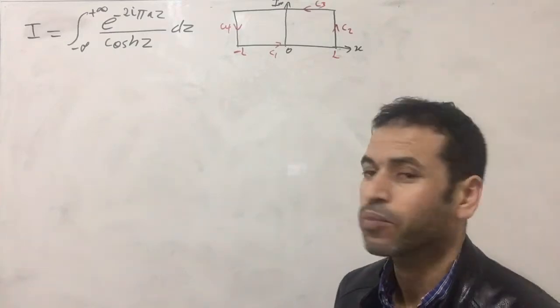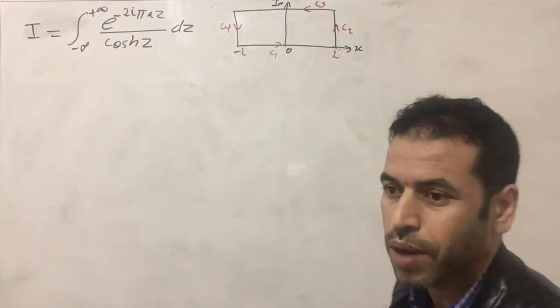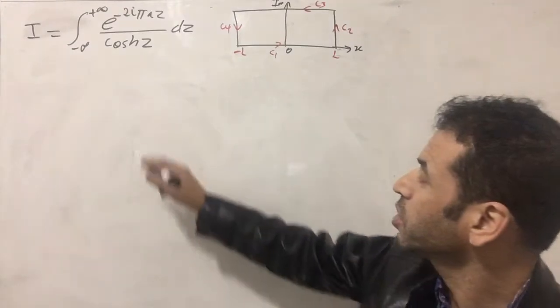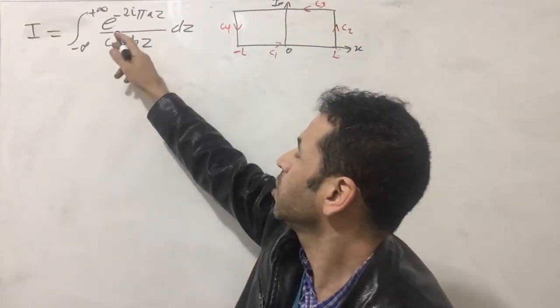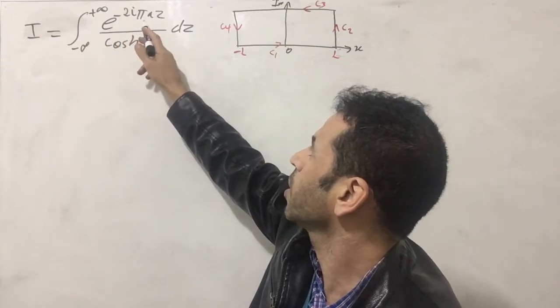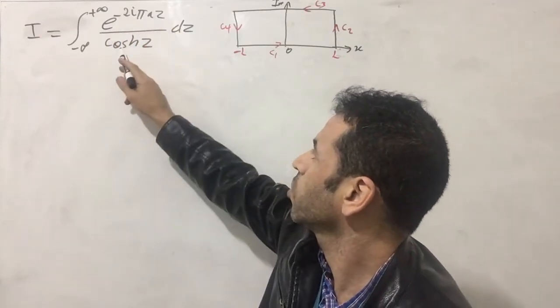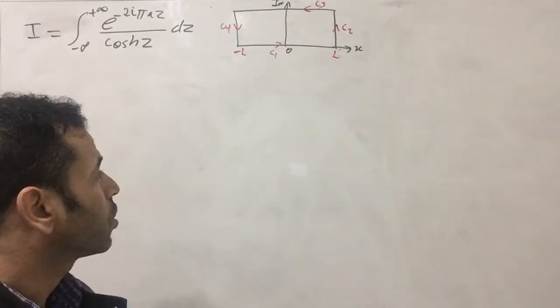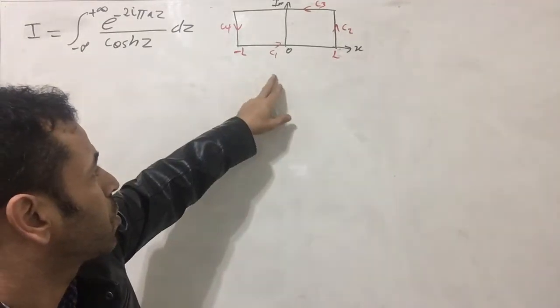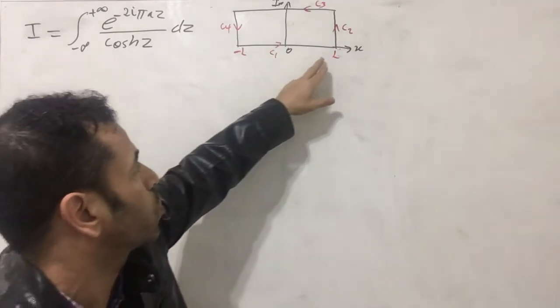Hi, here is a nice improper integral associated with a hyperbolic function. We have this integral as x goes from minus infinity to infinity of e to the minus 2i pi a z over cosh z dz. Regarding complex analysis, I'm going to choose this closed contour.